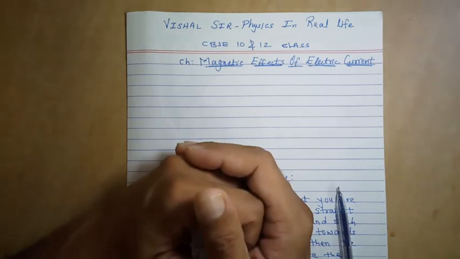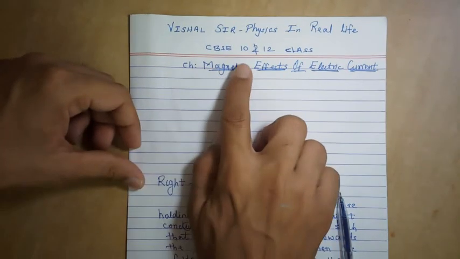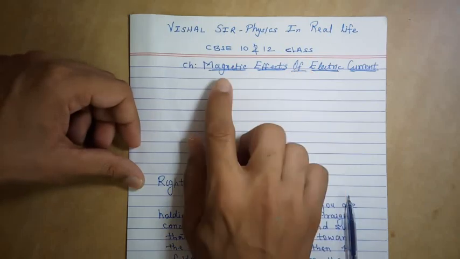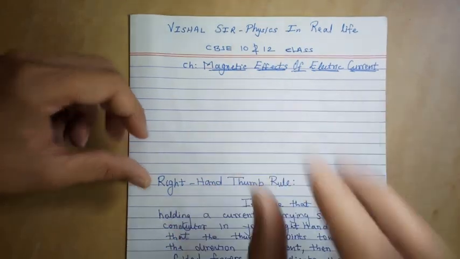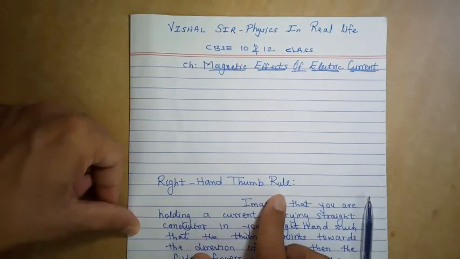So today we are going to discuss a chapter which is common to both the classes 10th and 12th, that is magnetic effect of electric current, and the most important topic that is called the right hand thumb rule.